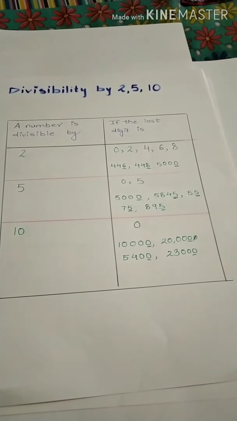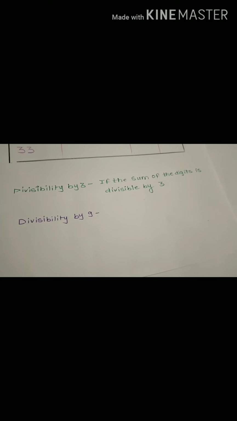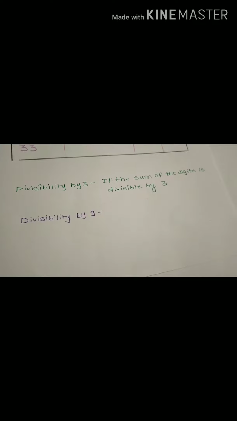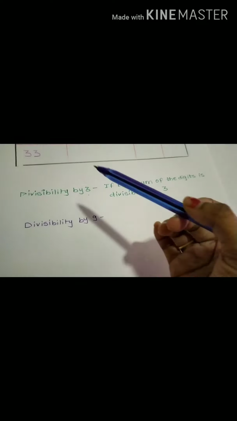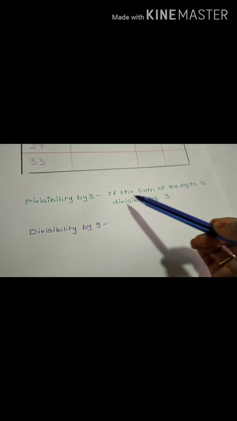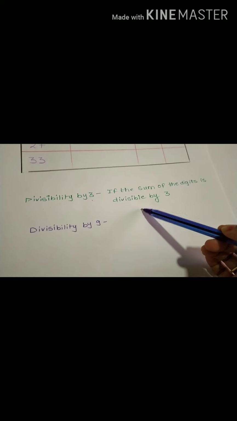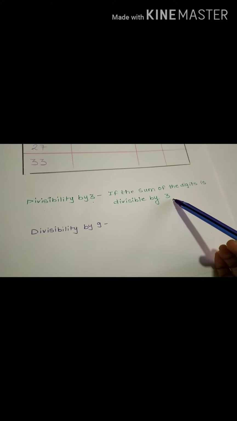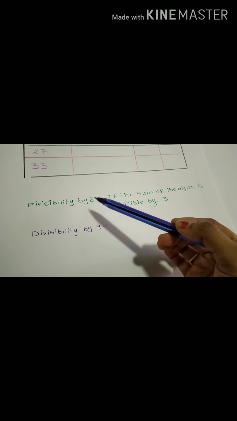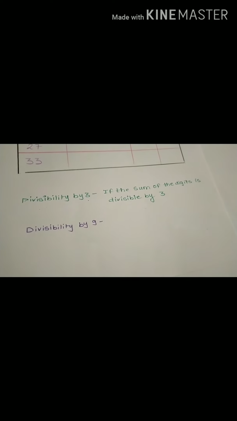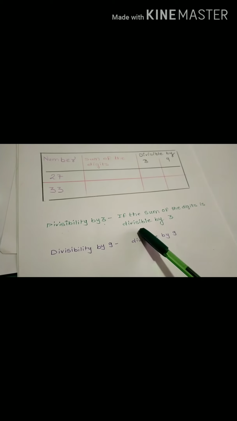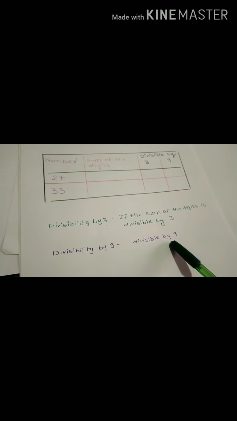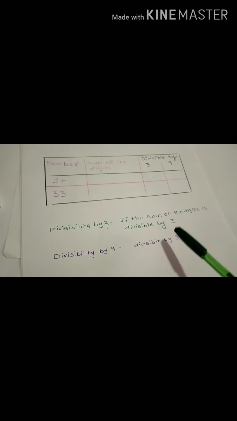Let us check the divisibility by 3 and 9. When is a number said to be divisible by 3 and 9? First we will see 3 and then 9. To check the divisibility by 3, if the sum of the digits is divisible by 3, we can say that number is divisible by 3. Now to check divisibility by 9, same as 3, if the sum of the digits is divisible by 9, then that number is said to be divisible by 9.